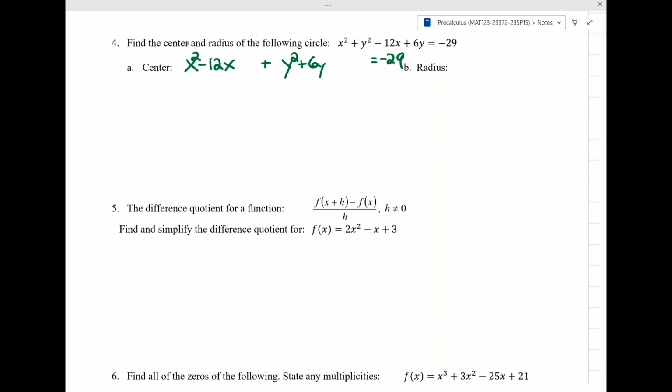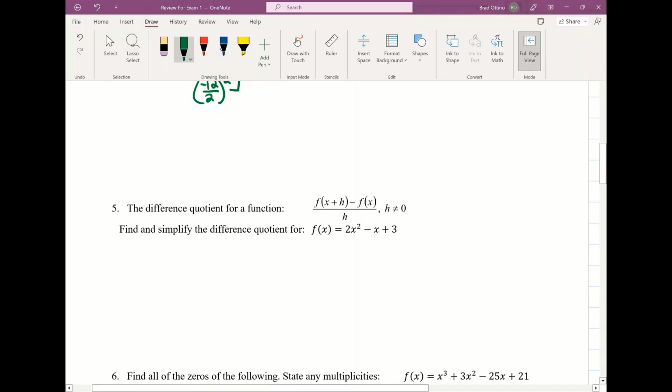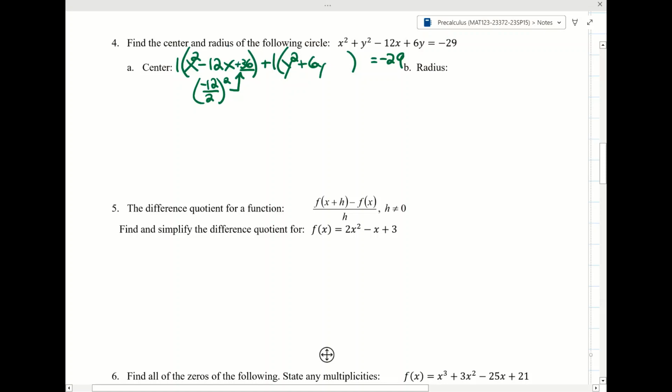Next step is we factor out the leading coefficient. So it's always just going to be a 1 for these problems. We're just going to factor out a 1 from these. And then the next step is you take half of the middle and then square it. So we're going to take -12 divided by 2, square it, and that's going to go right here. -6 squared is 36. We're going to do the same thing with the 6. We're going to take that, divide by 2, square it, and that goes right here.